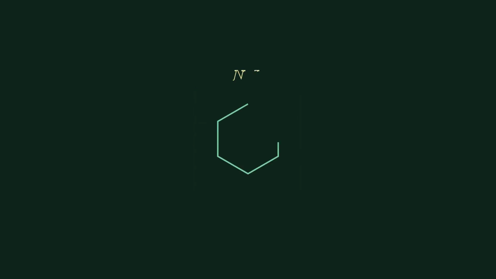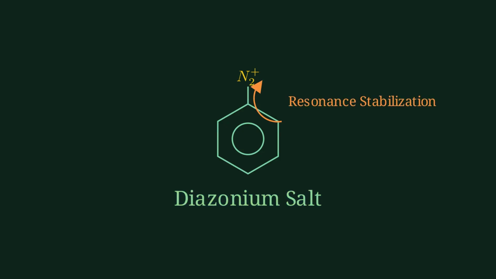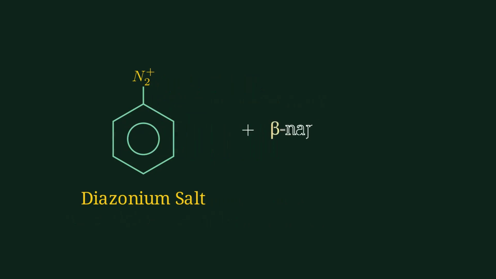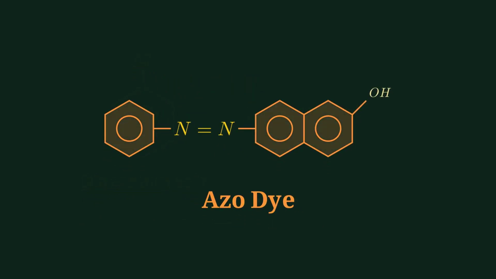However, if the primary amine is aromatic, like aniline, the story changes. The benzene ring shares its electrons with the N2 group through resonance, stabilizing the diazonium salt long enough for it to survive at cold temperatures. To prove it's there, we add something like beta-naphthol, and we get a vibrant, beautiful orange or red dye.